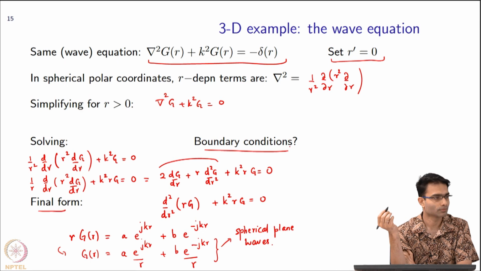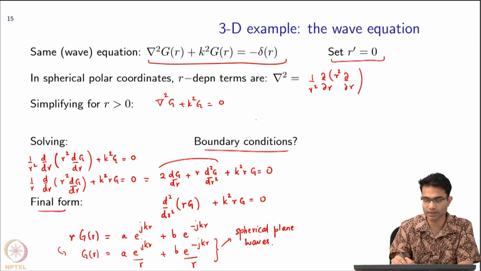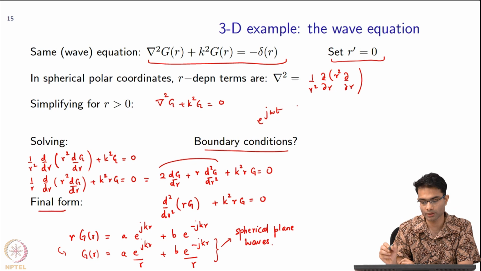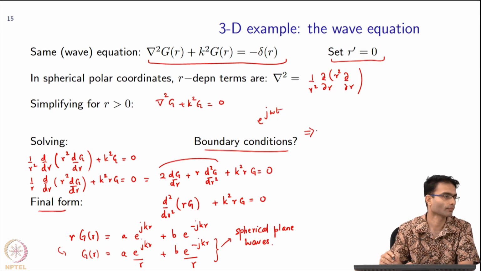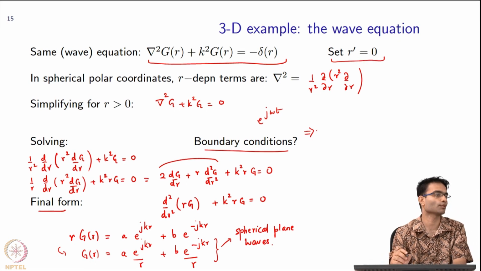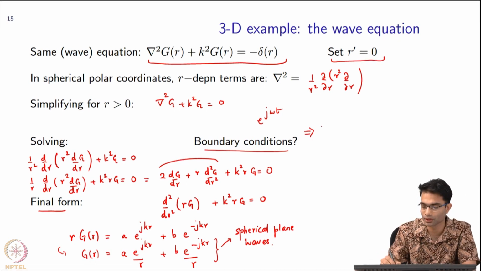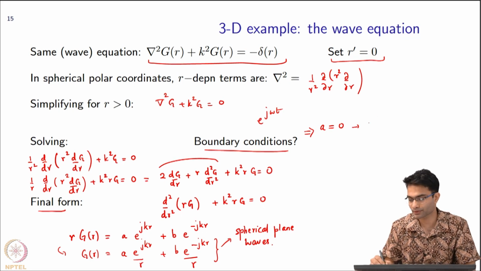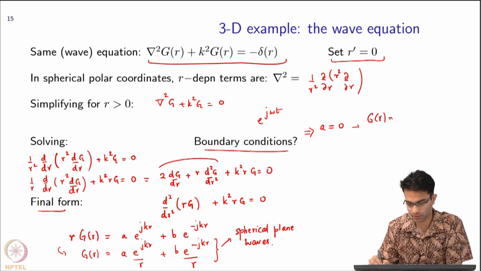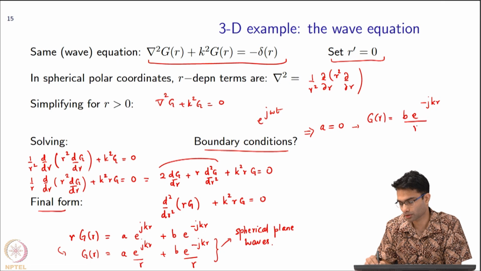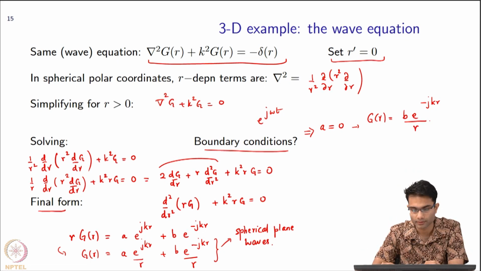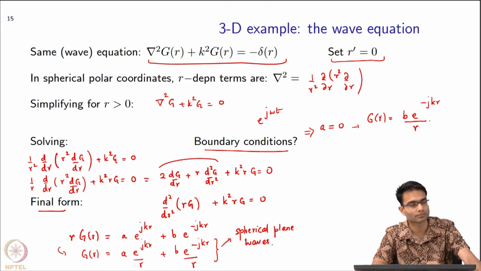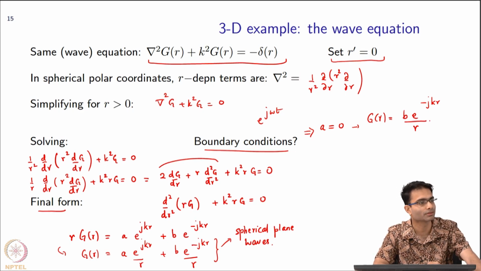So the trick is the time convention. Our time convention as before is e to the plus j omega t. So which term can I get rid of? A term, right, because a term will correspond to an incoming wave, right? So a is equal to 0, and so the final form that I have is g of r is equal to b e to the minus j k r by r. Okay. Now what remains is the constant b.